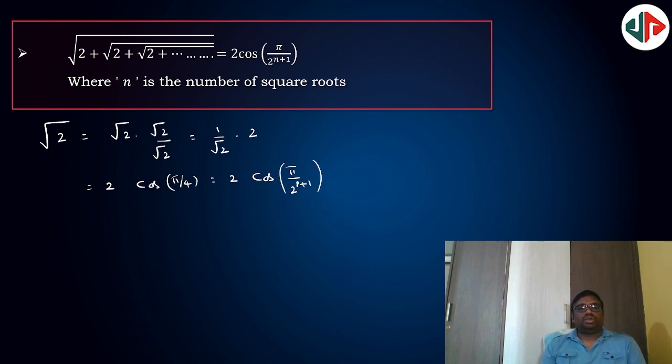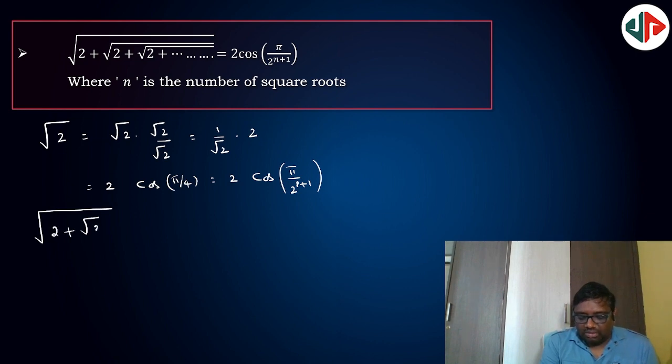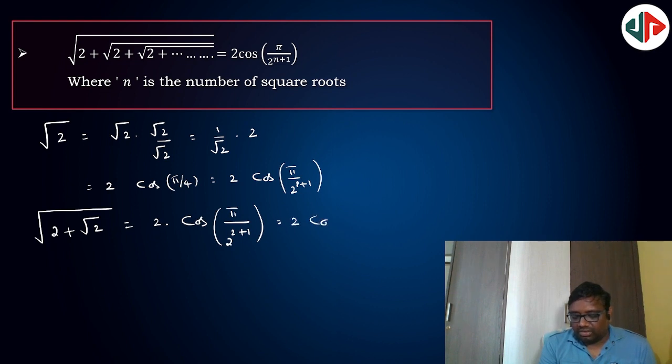Here, how many square roots are there? 1. So that is why 2 power pi by 2 power 1 plus 1. If it is given square root of 2 plus square root of 2, this is nothing but 2 times cos of pi by, how many square roots are there? 2. So 2 plus 1. So your answer is 2 times cos of pi by 8.